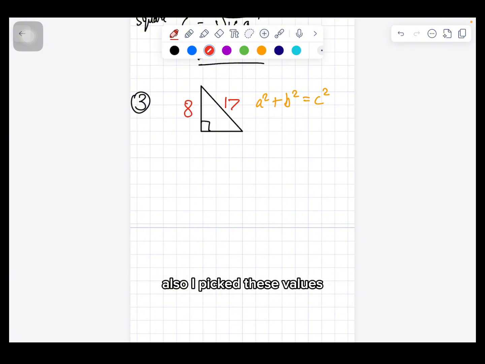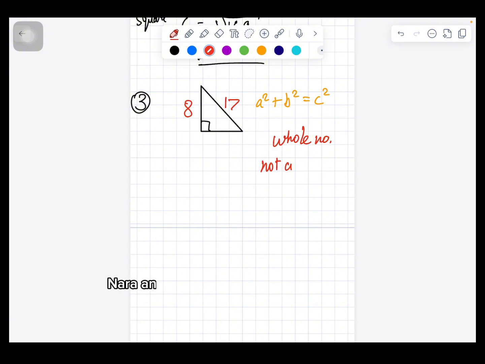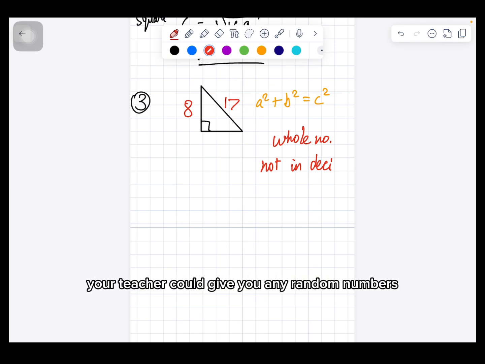And yeah, you would be thinking why he picked these values. I picked these values because this value gives an exact whole number, not a decimal. Because your teacher could give you any random numbers and the answer might be a decimal. Let me show you why.